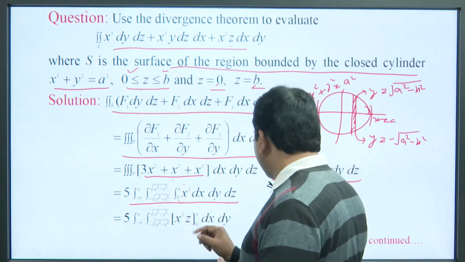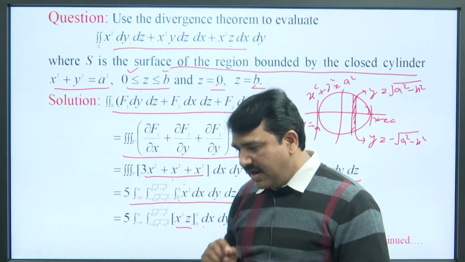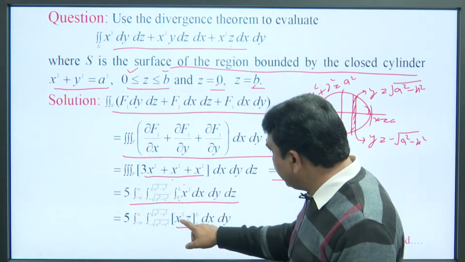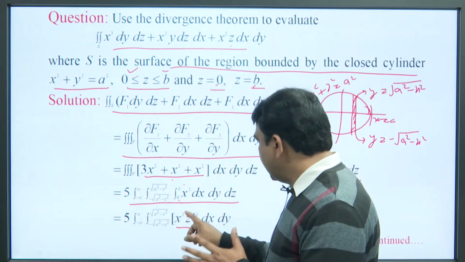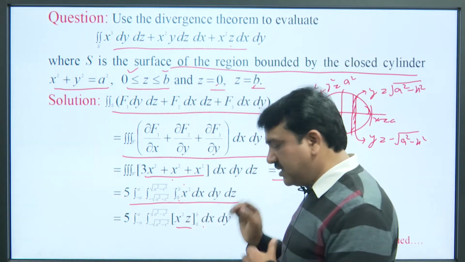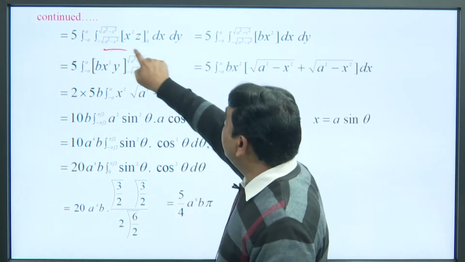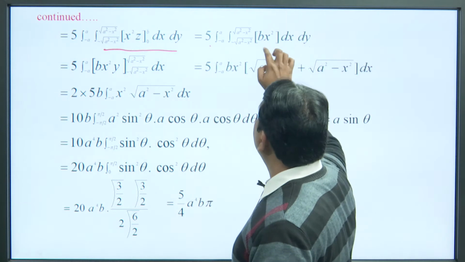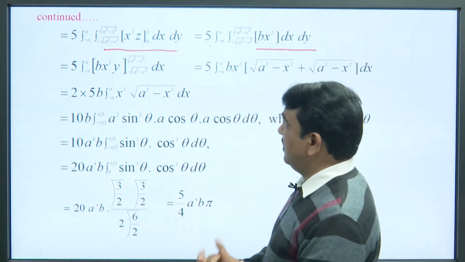If we evaluate with respect to z first, then we will get x square z from 0 to b, and when we put the upper limit, then we will get b x square, for lower limit it becomes 0. So, b x square dx dy. So, after evaluation of this, here we have discussed this. Now, b x square z is equal to b. So, b x square dx dy.